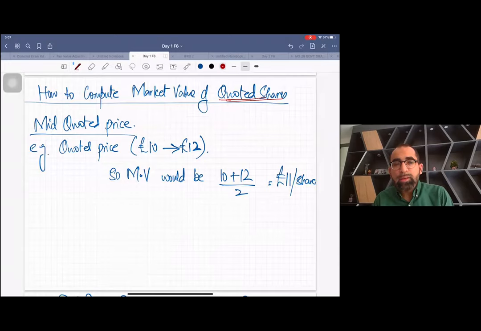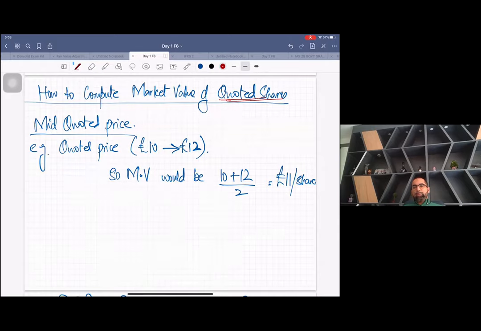Listen, for example, dad gifted quoted company's shares to son. So now we need to calculate the disposal proceeds in the transaction, and the disposal proceeds is the market value. So you must know how to calculate the market value of quoted shares. That's very easy. If you have a little knowledge of stock exchange, at the end of each and every day you get the quoted price. You get the highest and lowest quoted price.